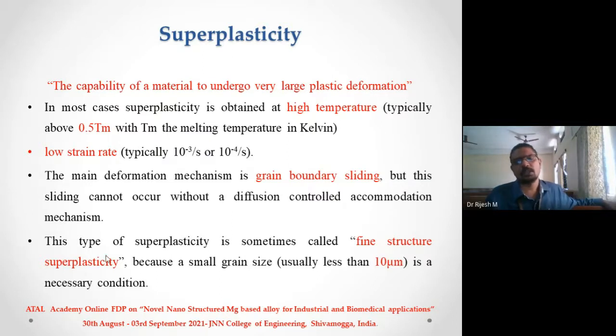This type of superplasticity is sometimes called fine structure superplasticity, because the grains are fine, usually less than 10 microns. So the conditions for superplasticity are a temperature above 0.5 Tm and a grain size less than 10 microns. When magnesium has a grain size less than 10 microns, stable above 0.5 Tm, yes, we can think about exploiting superplasticity in magnesium.